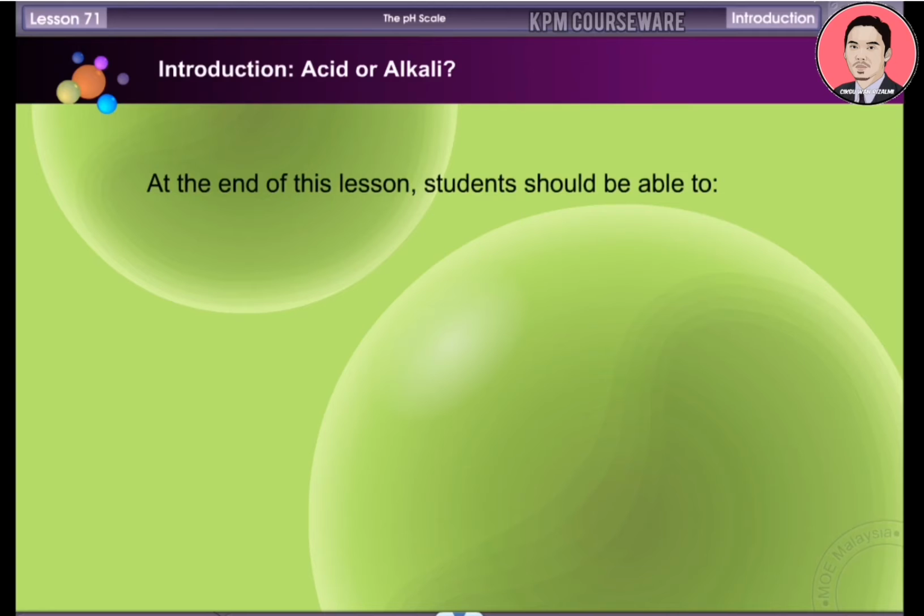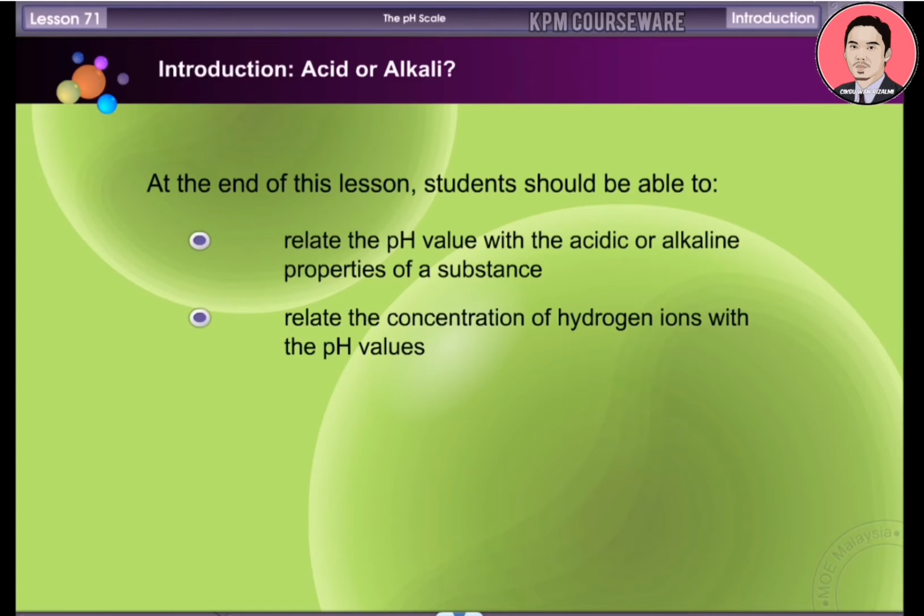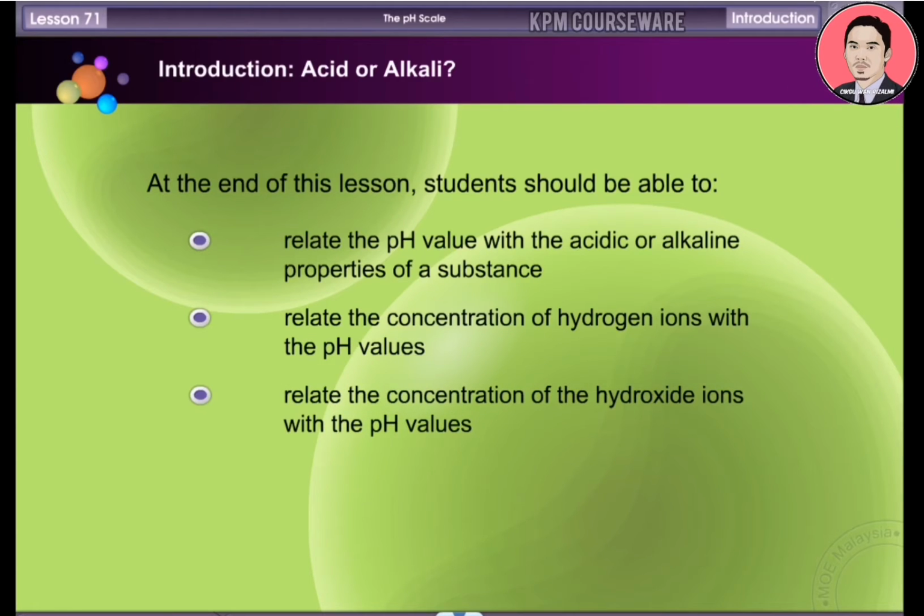At the end of this lesson, students should be able to relate the pH value with the acidic or alkaline properties of a substance. Relate the concentration of hydrogen ions with the pH values. Relate the concentration of the hydroxide ions with the pH values. State the uses of the pH scale.